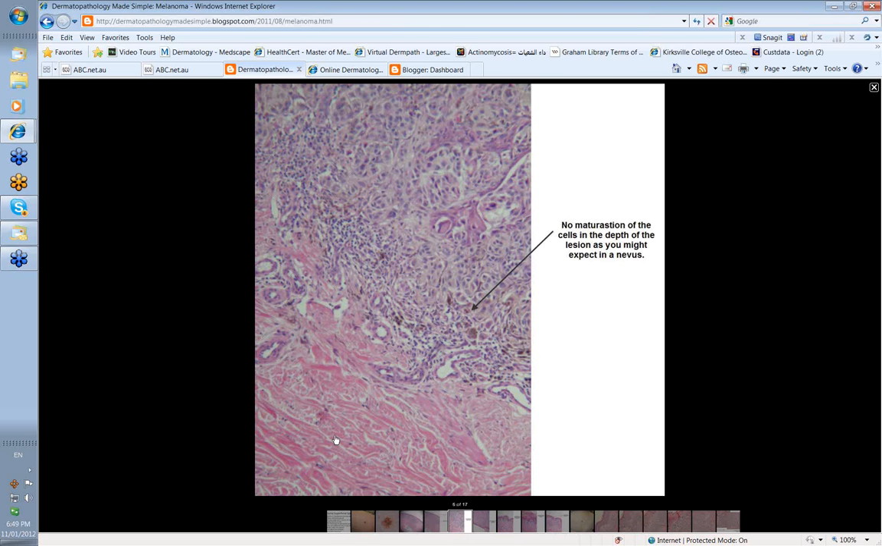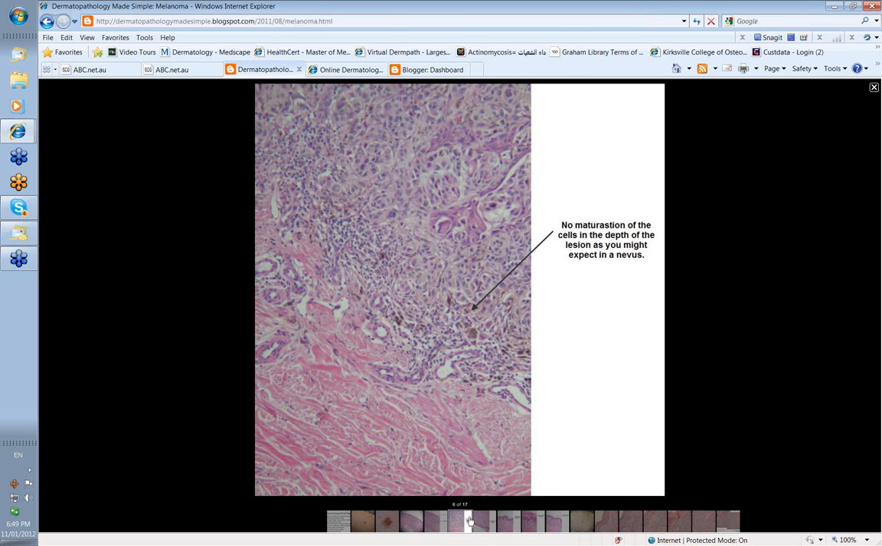Here we go. Now, there isn't really maturation of the cells as we go down in the base here. The nuclei still vary markedly in shape, and if we were to look in here, there may well be some mitoses. It's difficult to see them at this level. You can see melanin here within the nests.